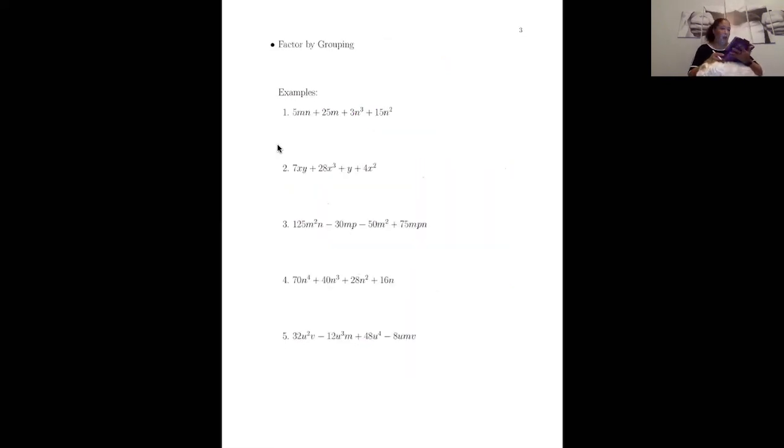All right, so the next one I want to look at is factoring by grouping, where we're going to group these two together and these two together.